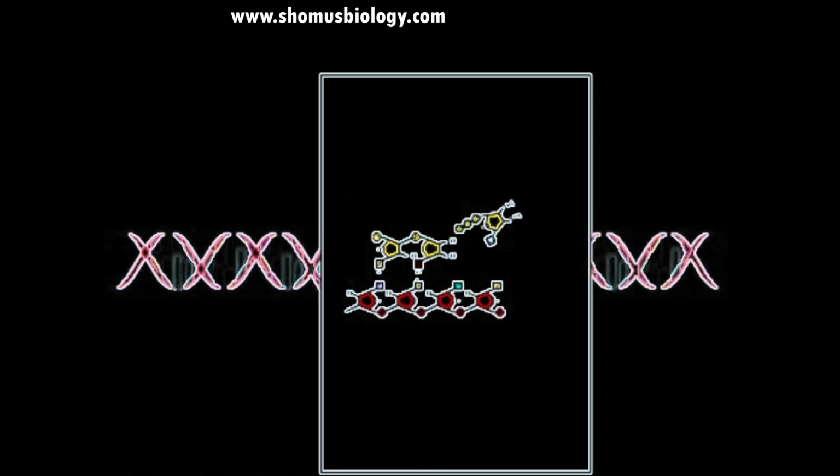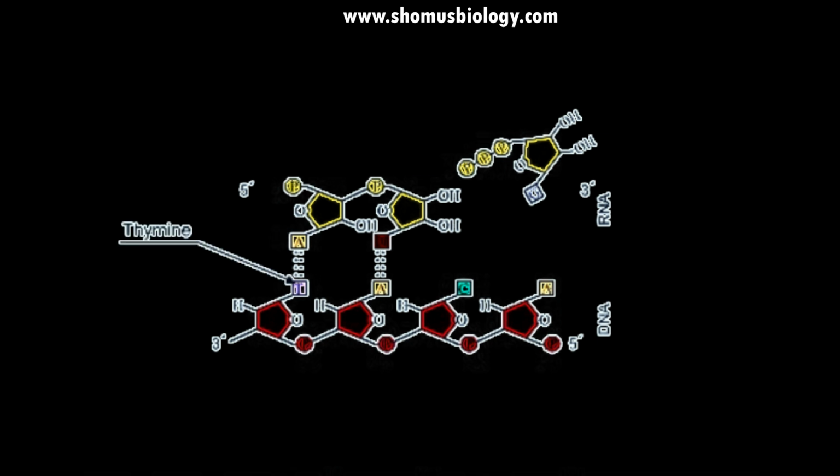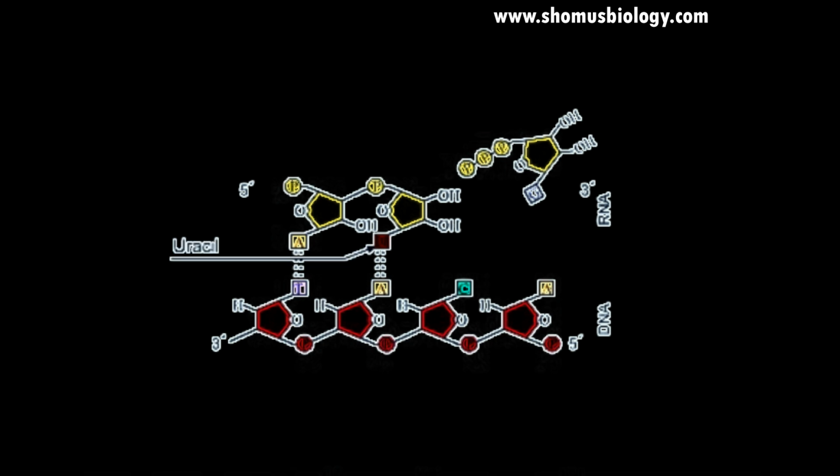A close-up shows some details of the RNA and DNA. An adenine base in RNA pairs with the thymine base T in DNA. Because the RNA has uracil rather than thymine, an adenine base in DNA pairs with a uracil in RNA. Hydrogen bonds form between the complementary base pairs.